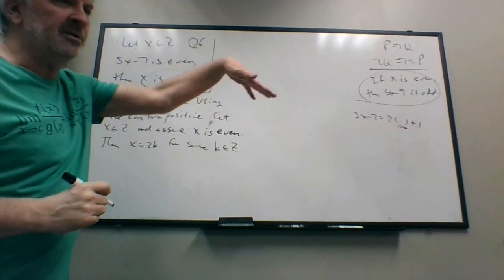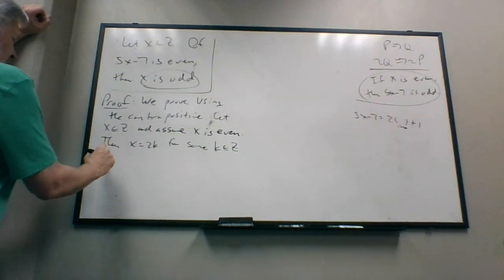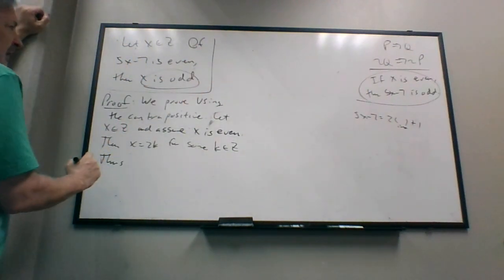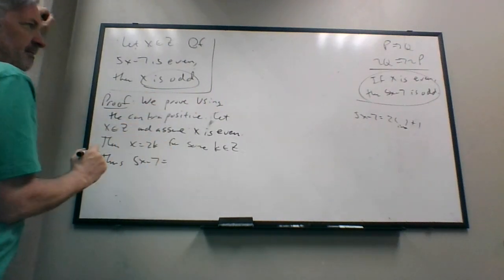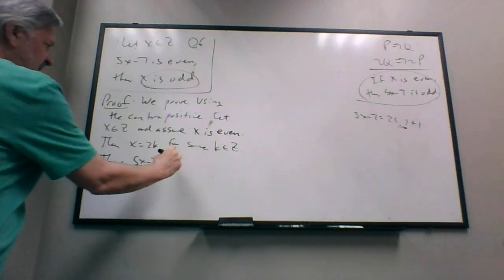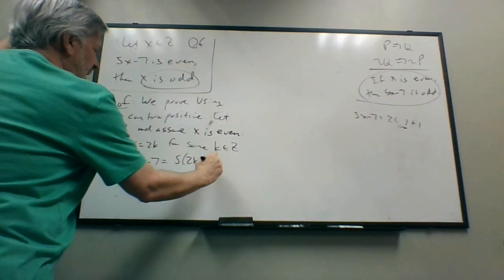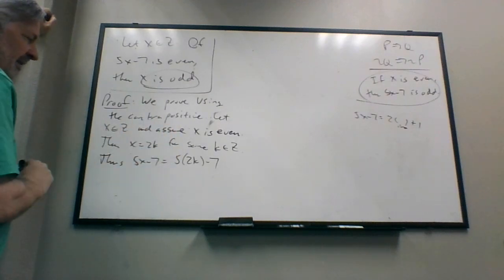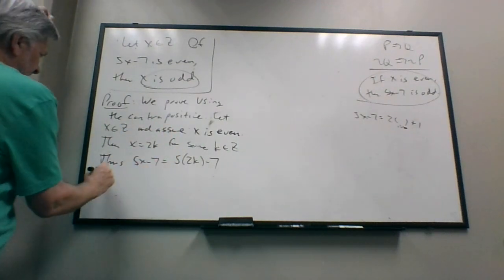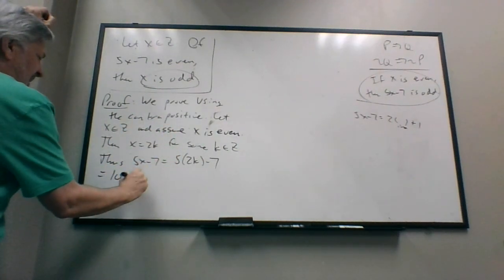Again, this is all scratch work that you should do on scratch paper. Thus, again, use a variety of words, then and thus. Thus, 5x minus 7, if I let x be 2k, that's 5 times 2k minus 7. Replace x with 2k. The reader would know when I did that because I only did one thing in that step. Let me continue. That's 10k minus 7.